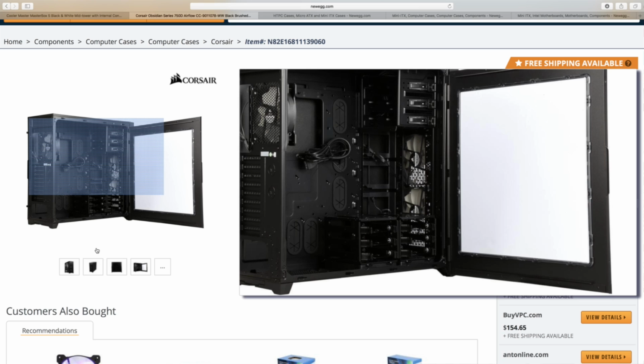One of the things to be thinking about is how many optical drives, how many solid state drives, how many 3.5-inch drives, all of these things. Take a look at that to decide what size case you're going to want to buy.